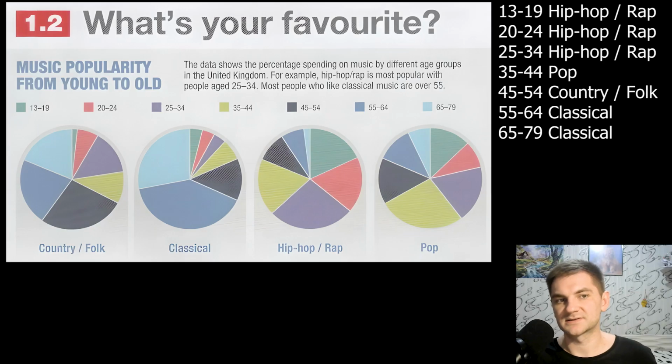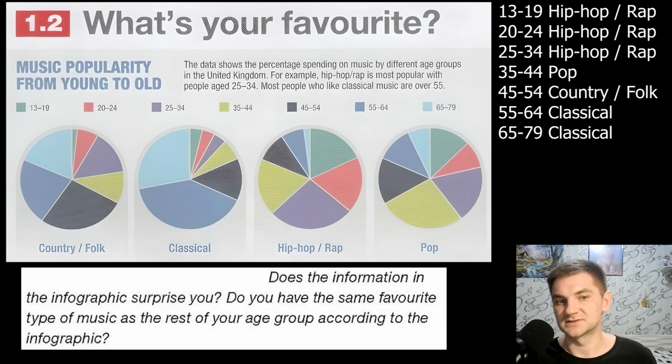Let's look at the answer. As you see, 13 to 19 it's hip-hop rap, 20 to 24 it's hip-hop rap, 25 to 34 hip-hop rap, 35 to 44 pop or pop music, 45 to 54 country or folk, 55 to 64 classical, 65 to 79 classical. That's something like that. Let's answer a couple of questions.